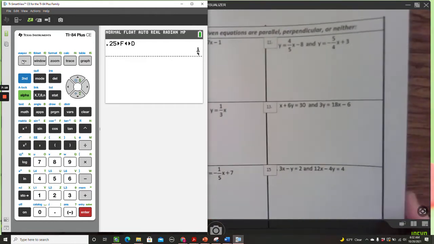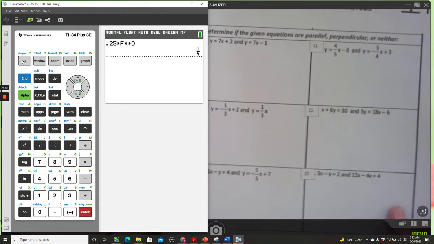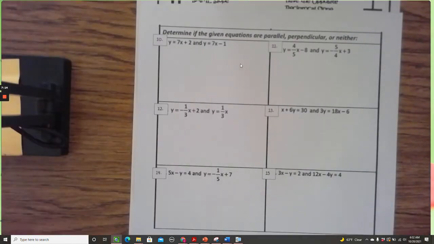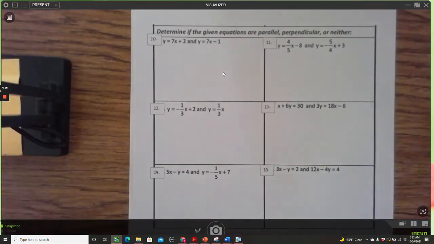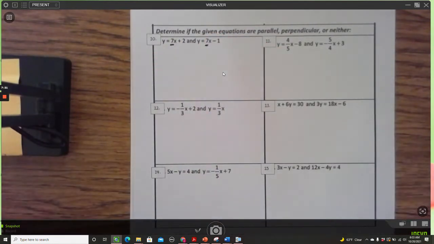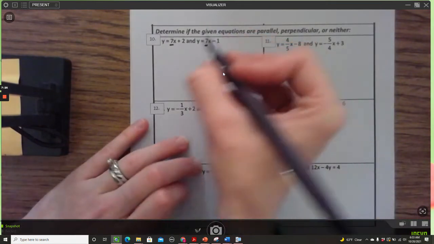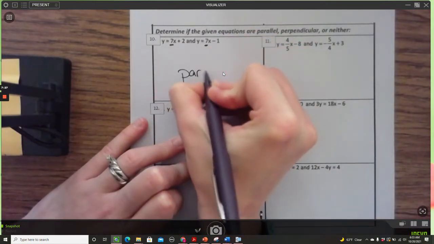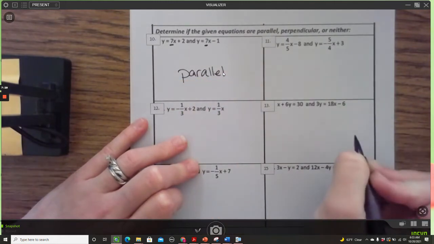All right, so on this next page, we're going to determine the same thing, if they're parallel, perpendicular, or neither. So all we're looking at is the slope, and these are in slope-intercept form. So the number in front of the x. They're both 7s. The slopes are both 7s. So these would be parallel lines.